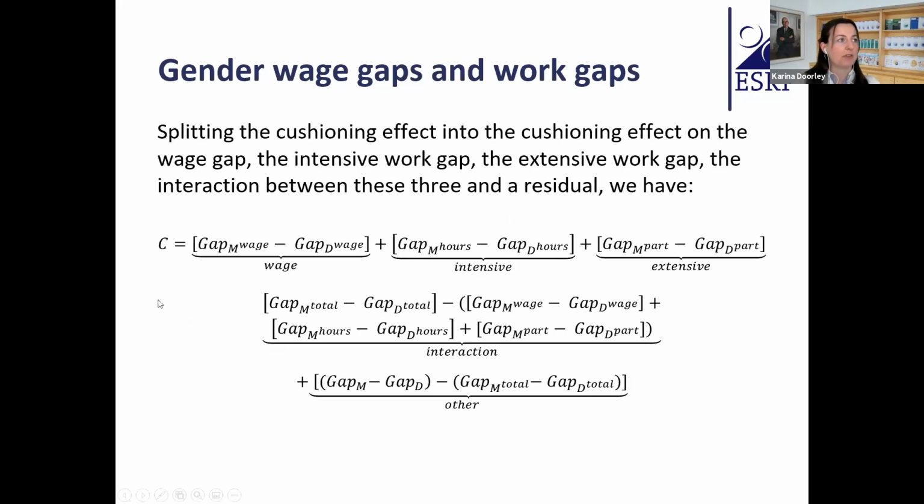And then without going into all of this, we can then separate the cushioning effect of the tax benefit system into its effect on the unexplained gender wage gap, on the intensive work gap, on the extensive work gap, and then on the interaction between all of these three things, okay? And then we finally have our residual, this other gap here. So in this other gap, we're going to have things like different probabilities of men and women being self-employed, which we don't simulate a counterfactual for, different self-employed income for men and women, which we also don't simulate counterfactual for, and also the explained wage gap. So we don't adjust female characteristics to be similar to the male characteristics structure in order to close the explained wage gap. So that will also be here in this other gap.